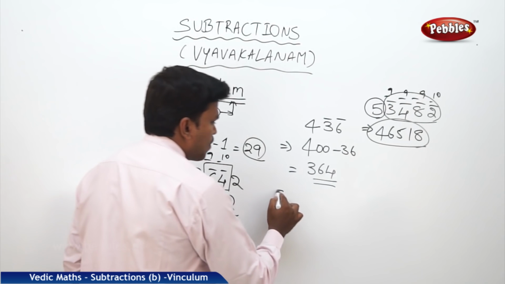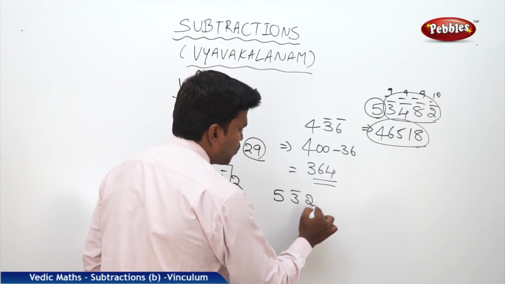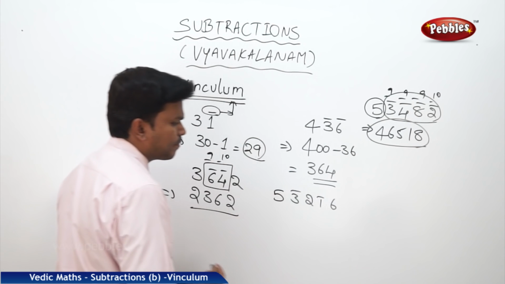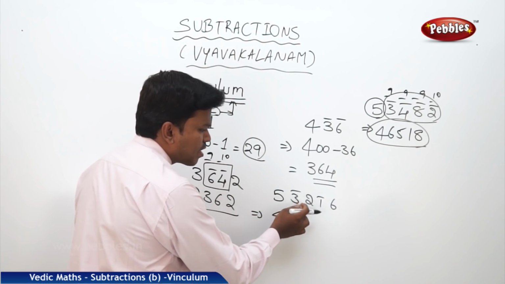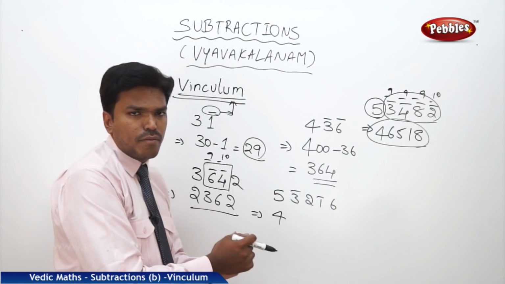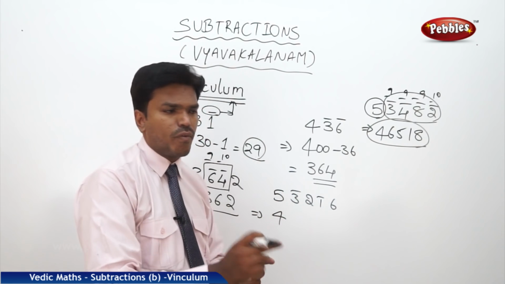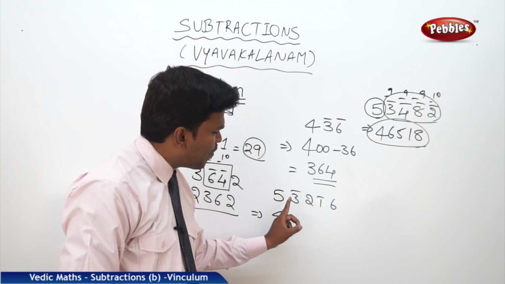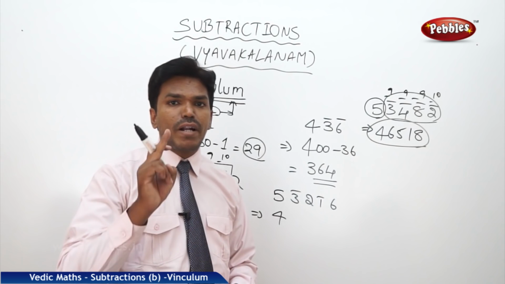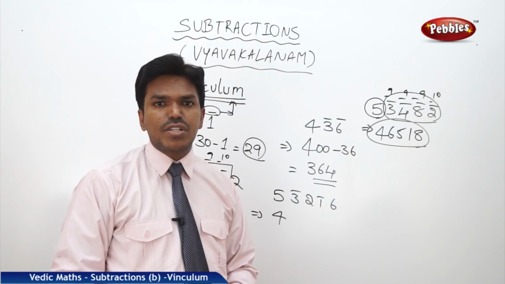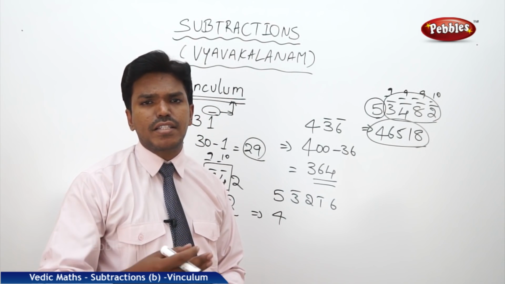One more example. 5 3 bar 2 1 bar 6. I want to convert this one. How much will it become? 5 becomes 4. Why? Because its next number is a bar number. That's why I am reducing the number before it by 1. Now there is only one digit which has a bar on it. If only one digit has a bar on it, you just apply the complement, nothing but the tens complement.